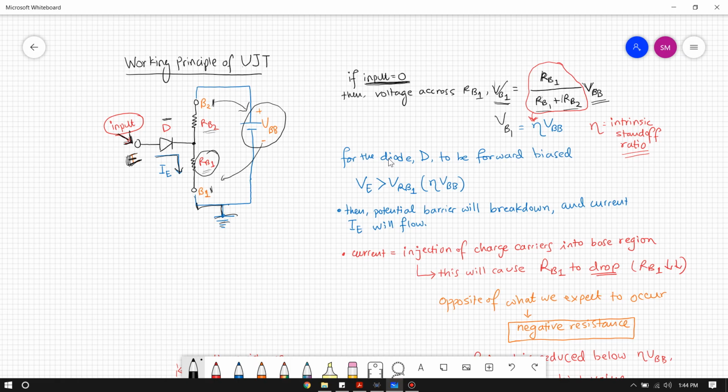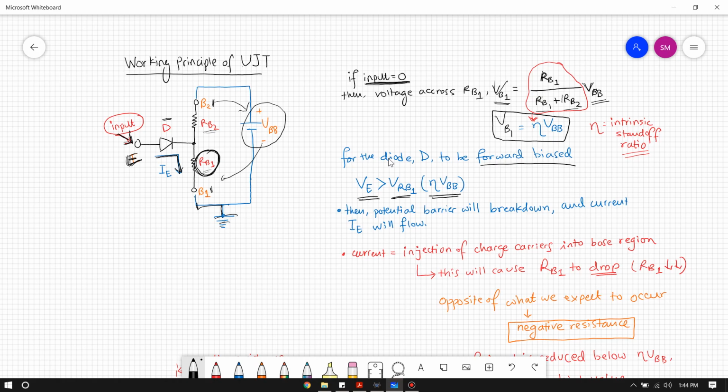For the diode to be forward biased, we have to keep in mind that there is a resistance across RB1 before we insert the input, and that voltage is equal to eta times VBB. So for the diode to be forward biased, the voltage across the input must be greater than eta times VBB, or the voltage across RB1. This is one of the conditions that we have to fulfill.